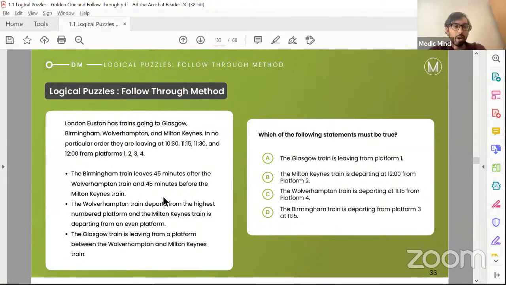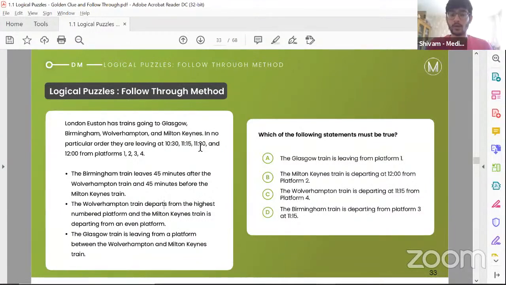Well, we know that the Birmingham train is after Wolverhampton, and we know that the Birmingham train is before Milton Keynes. So what we can do is draw up a timeline of where each of the trains are coming. And because we know there's a 45-minute gap between them, we can look for 45-minute gaps. For example, I see a 45-minute gap between 10:30 and 11:15, between 11:15 and 12. So we know that those three have to occupy those three slots, essentially.